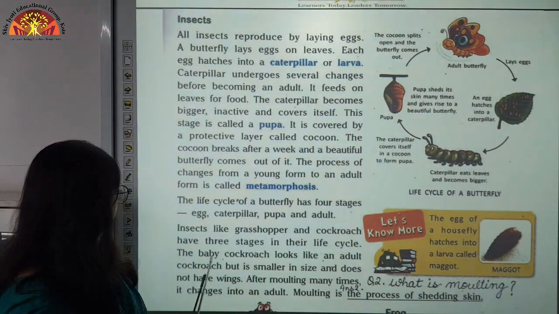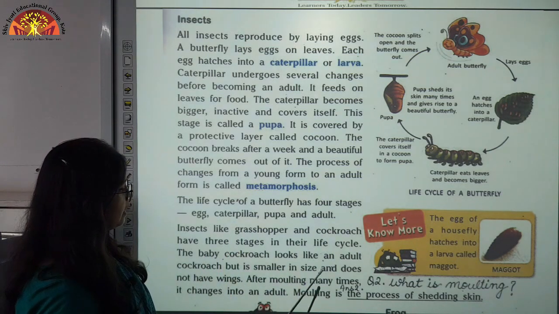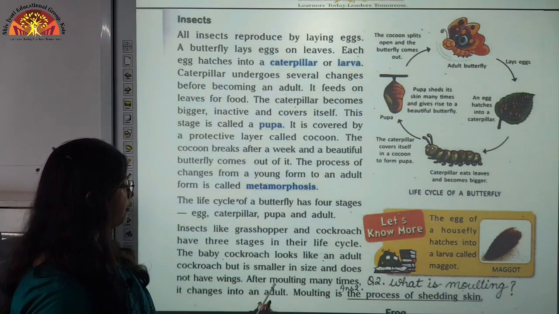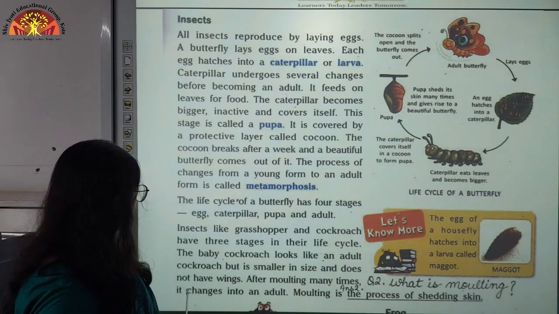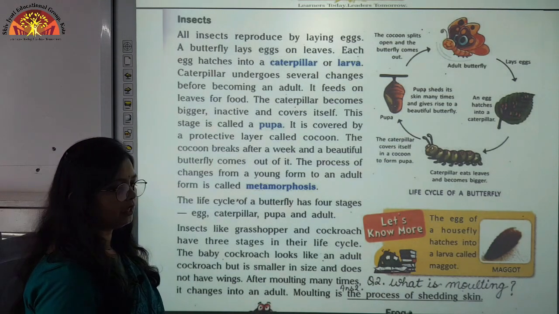Okay, now the baby cockroach looks like an adult cockroach but is smaller in size and does not have wings. After molting many times, it changes into an adult. Molting is the process of shedding skin.